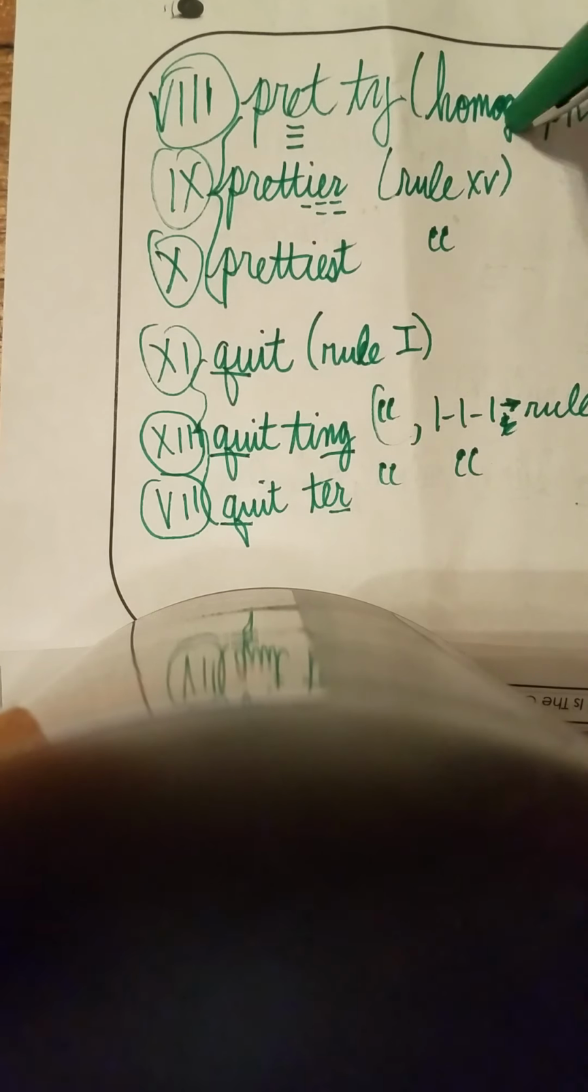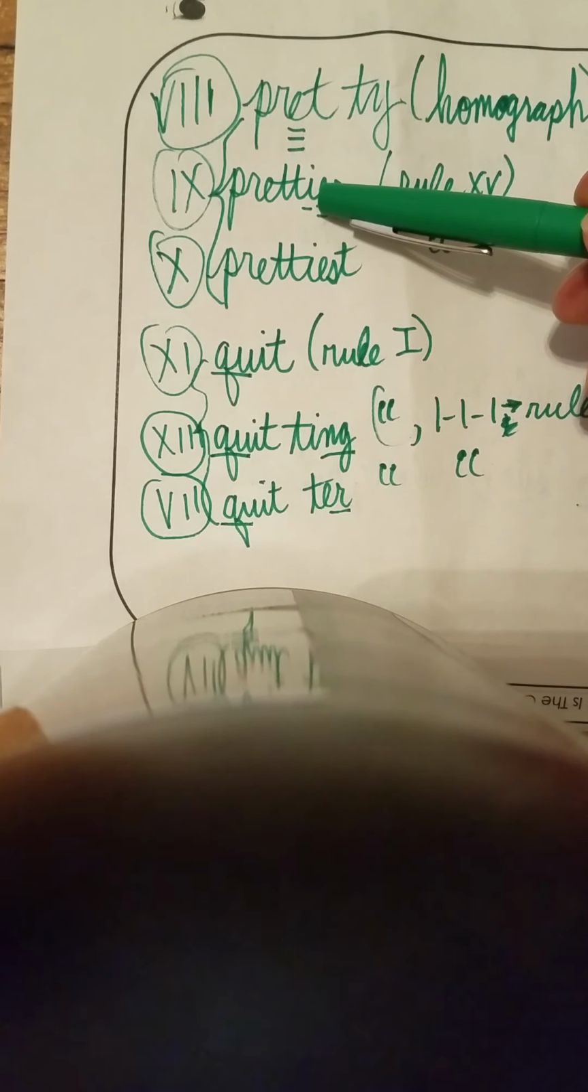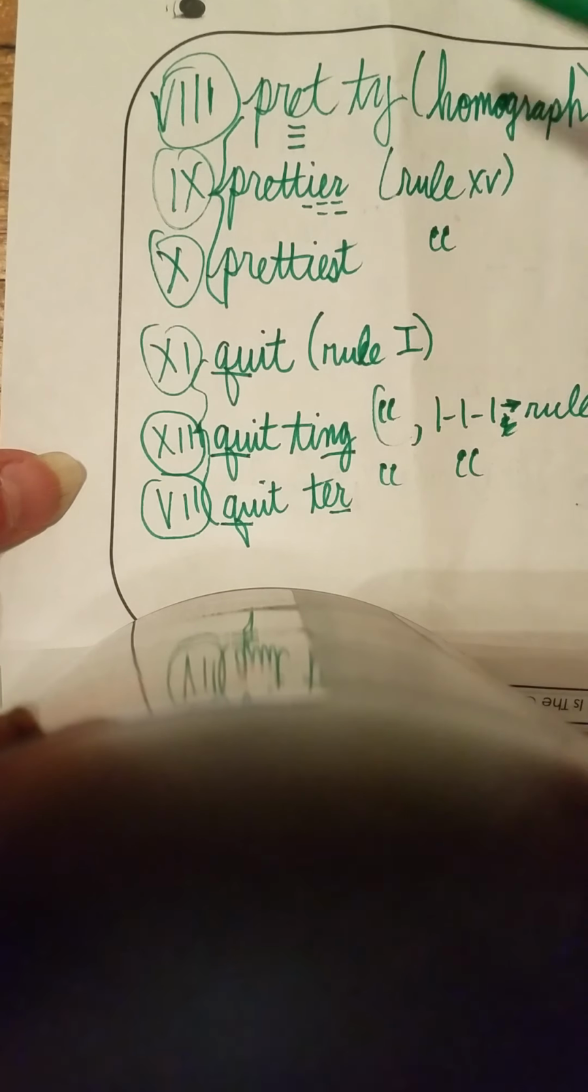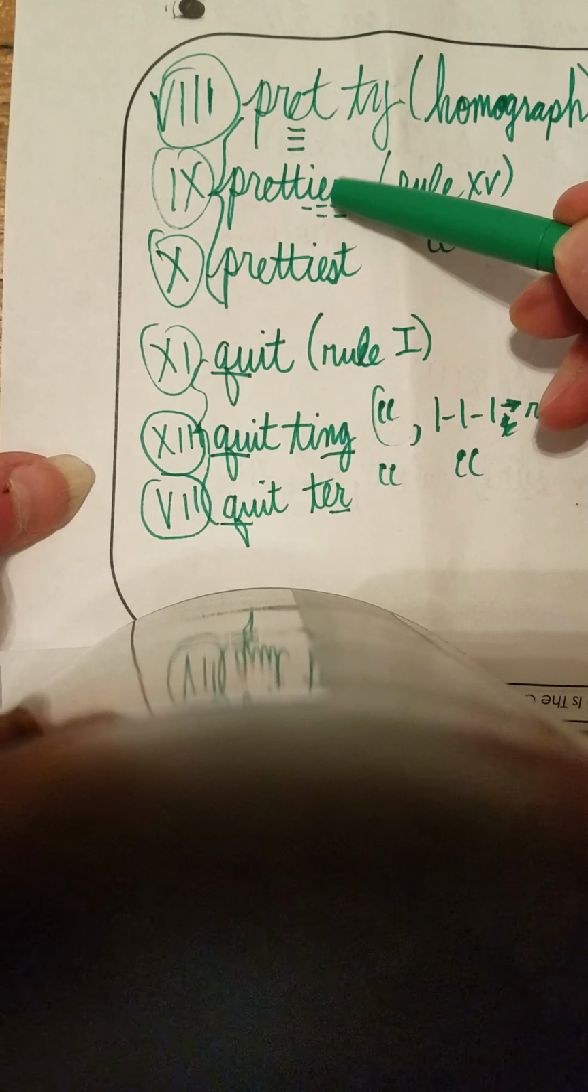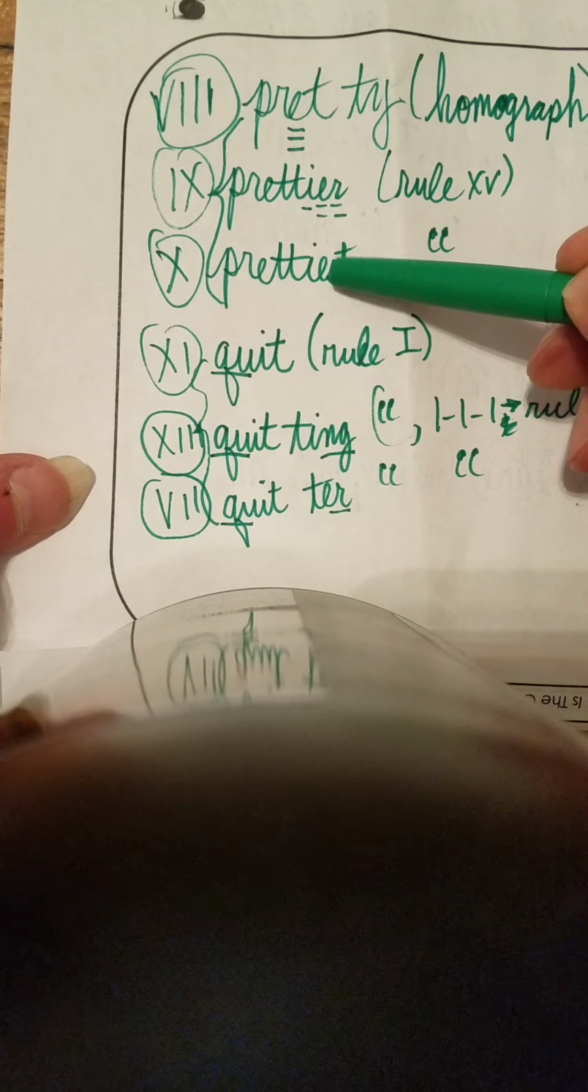Pretty. We say pretty, but we spell it pretty. And it is a homograph. Okay, let's go. Prettier. Prettiest. Comparative, superlative. ER, more, comparing to. EST, most. The most pretty. She is more pretty than the flower. What a pretty piece of music. That was prettier. That was the prettiest piece of music I've ever heard.